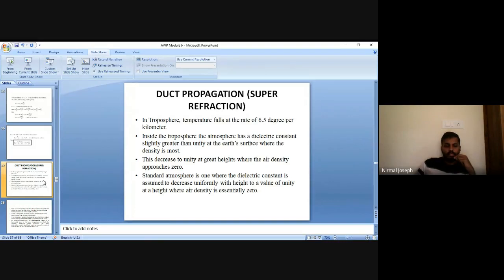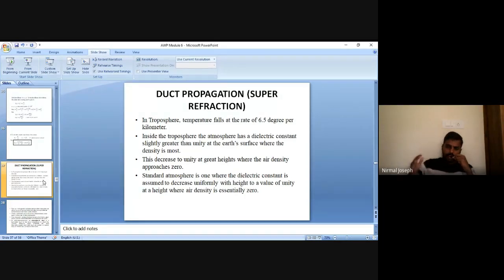In the troposphere, we have already seen that the temperature falls at the rate of 6.5 degree per kilometer. That means temperature keeps on decreasing in the troposphere. Inside the troposphere, the atmosphere has a dielectric constant slightly greater than unity at Earth's surface, where the density is most, since the air is most dense near the surface of Earth. So this decreases to unity at greater heights.